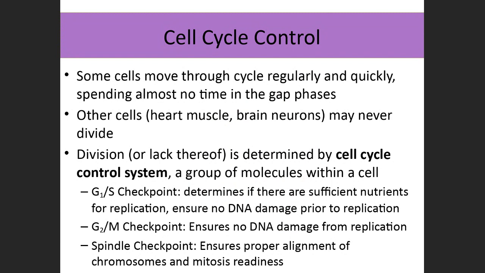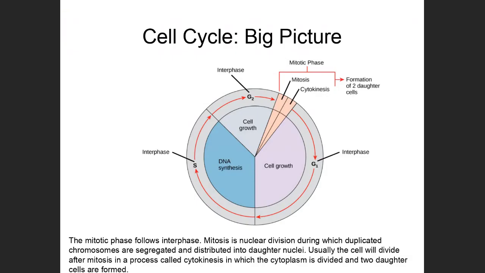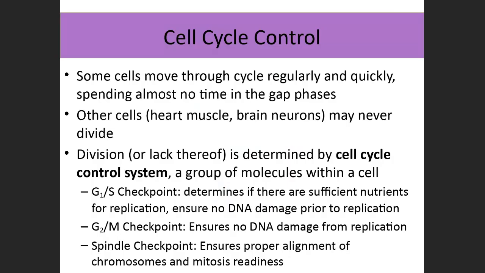So different cells, if we look at this cycle, some cells may spend all of their time in interphase. But some cells, like a skin cell, might spend most of its time in mitosis, like, I'm going to grow and replicate, and then I'm going to divide again. They're just constantly dividing. So different cells have a different cell cycle, just their timing of things.